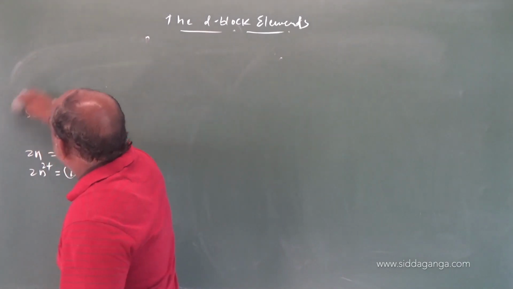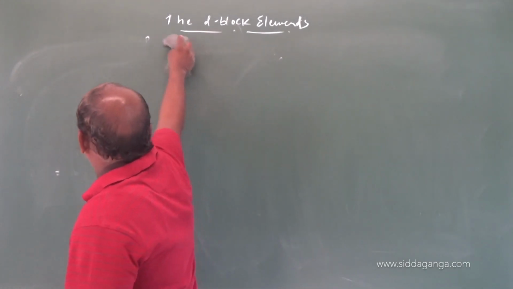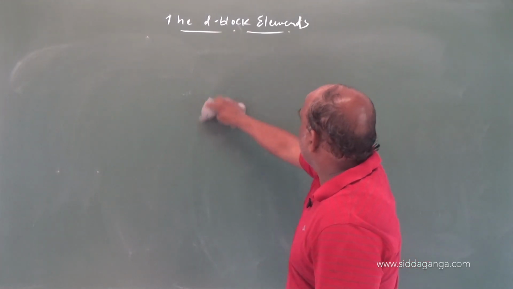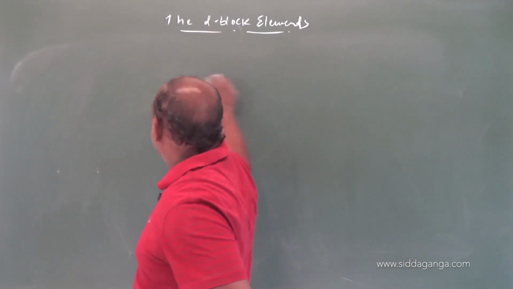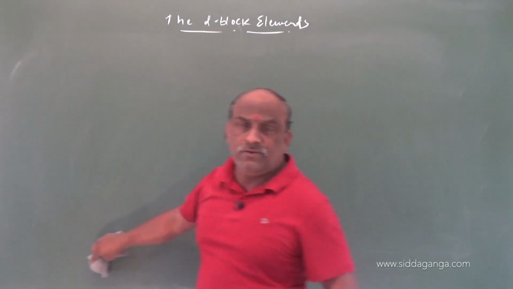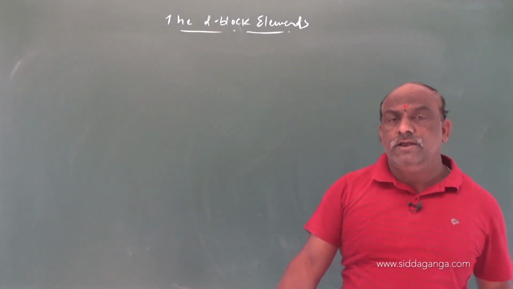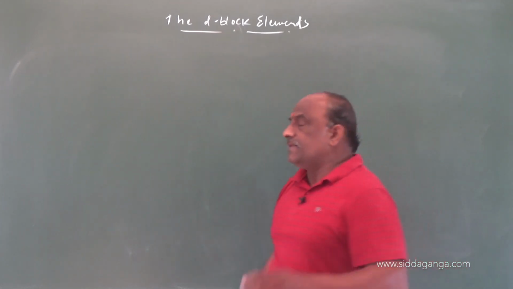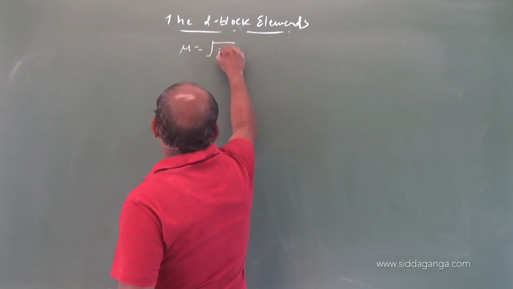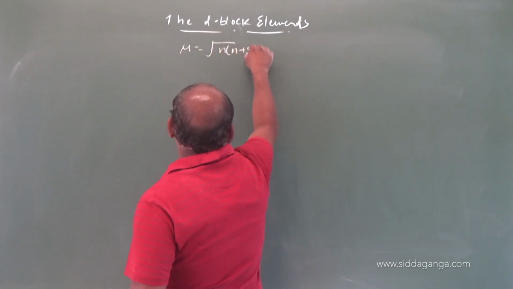For the 3d series, the angular orbital value will be negligible. Due to that reason, for the 3d series we consider only the spin contribution. Due to that, we get the formula mu is equal to root over n into n plus 2 BM.